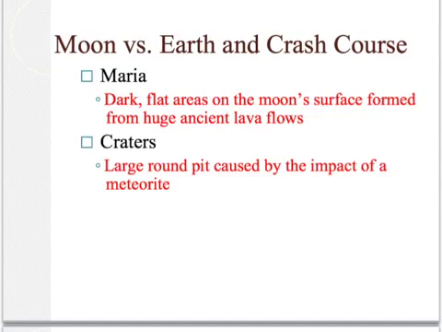Moon versus Earth and crash course. Top box, right-hand side. Maria, first the definition of maria. Those are dark flat areas on the moon's surface formed from huge ancient lava flows. And then craters, a large round pit caused by the impact of a meteorite. We talked about that, it is formed when a meteorite has hit.